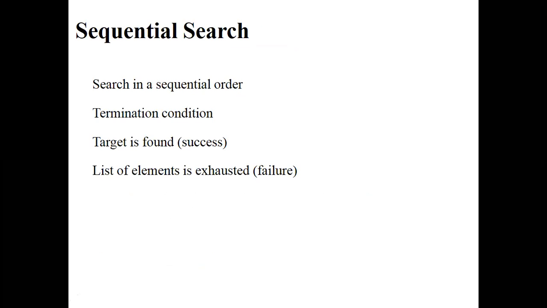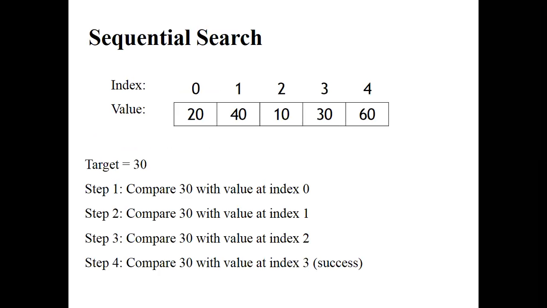Then we have sequential search, in a sequential order, that terminates when the condition is met and the target is found as success or failure. Suppose there are 100,000 elements or data in that array, and then you have to find one, and you fail. So it will be exhausting for you and the machine also. So in sequential search, we have the same indexes 20, 40, 10, 30, 60, where the minimum index is 0 and the maximum index is 4.